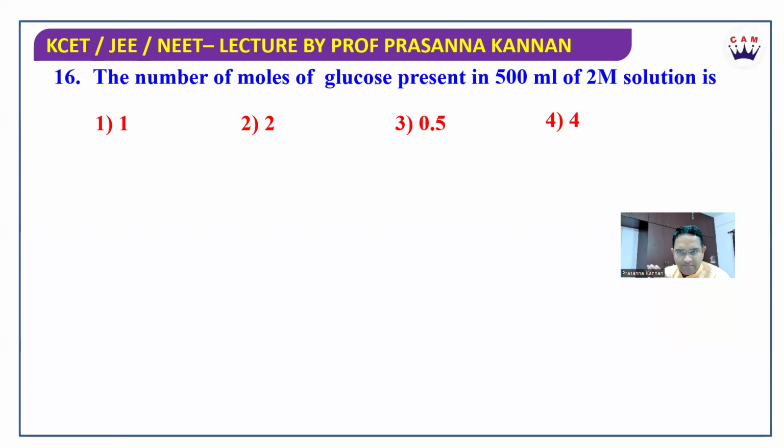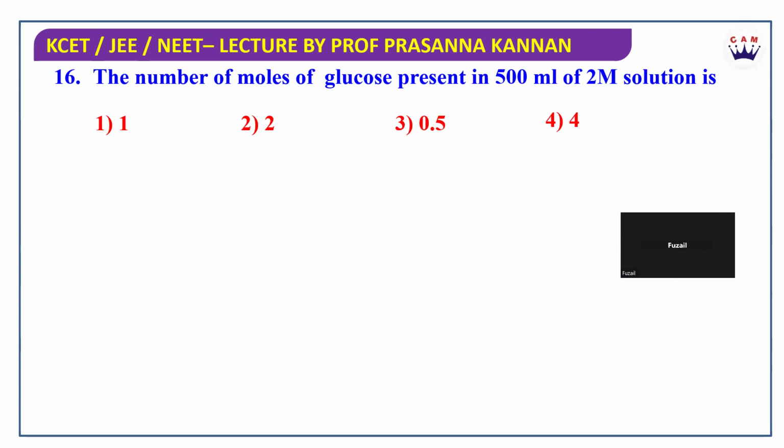Tell me the formula for moles first. Number of moles will be weight by molecular mass. That's fine, but we are not given the weight, right? So that's not important. Tell me the formula for molarity. Number of moles of the solute by volume of the solution. So volume of the solution is given. What is it? 0.5 liter. Is molarity given? Yes, sir. 2 molar. So molarity is given, volume is given. Can you not find the number of moles? So what is the number of moles? 1, sir.